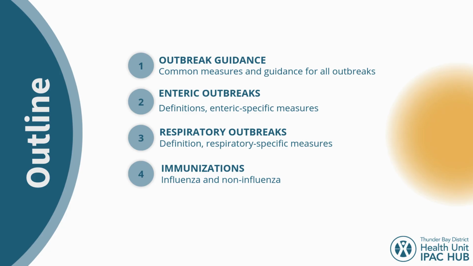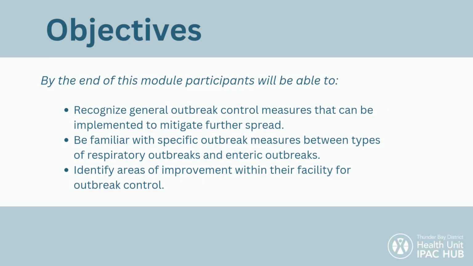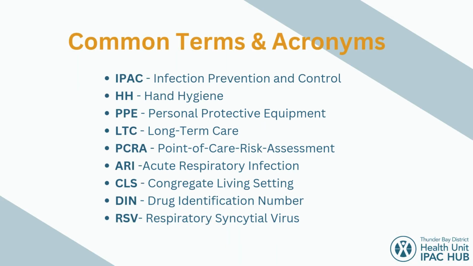Okay, so our outline is we're going to review a little bit of outbreak guidance, and then we're going to move into enteric outbreaks, followed by respiratory outbreaks, and finish with immunizations. By the end of this module, we hope that you'll be able to recognize general outbreak control measures, be familiar with specific outbreak measures between respiratory and enteric outbreaks, and identify areas of improvement within your facility for outbreak control. IPAC likes to use a lot of acronyms, so we do have a point here that allows you to review or come back to them at any point if you're not sure.